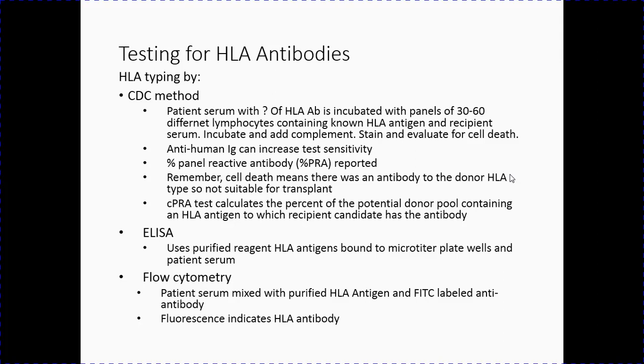You can also, in this test method, when we're reporting HLA typing for antibodies, calculate, much like we do in the blood bank. You'll see we can do something called a CPRA test, which is the calculated PRA test. Instead of doing a percentage of antibody detected, we can do a calculation that will determine what percentage of the potential donor pool have the antigen for which our recipient has the antibody. That's helpful to figure out how big of a donor pool you need to look at.